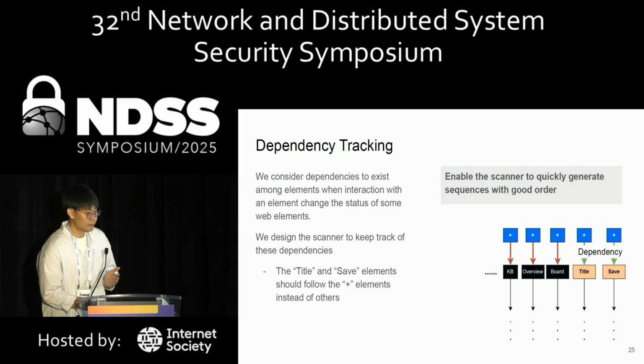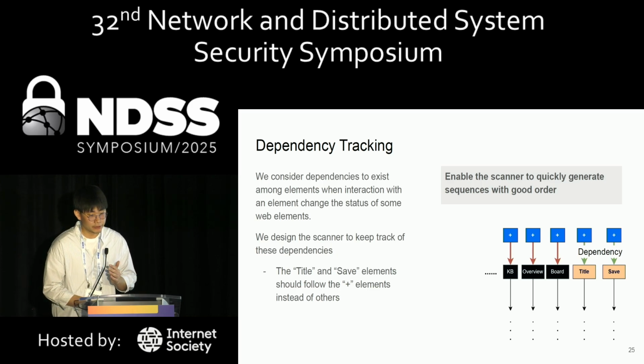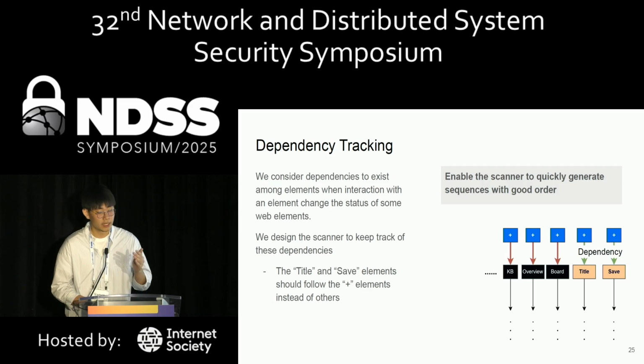So to summarize what we have now, we have evolutionary search and dependency tracking. Those two mechanisms enable us to generate good sequences from scratch. They also enable us to generate longer sequences from shorter sequences. By executing those sequences, we can transition the application into different states.